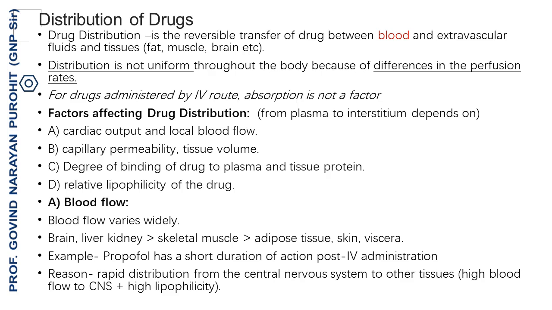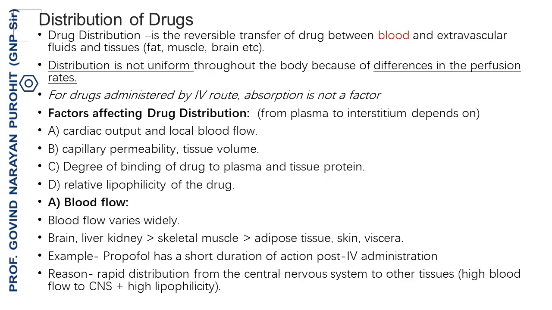For drugs administered by IV route, absorption is not a factor. Factors affecting drug distribution from plasma to interstitium depend on: a. Cardiac output and local blood flow, b. Capillary permeability, tissue volume, c. Degree of binding of drug to plasma and tissue protein, d. Relative lipophilicity of the drug.